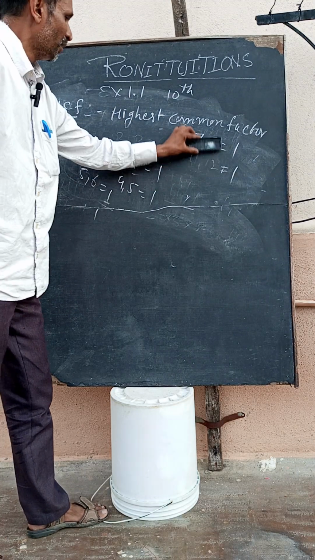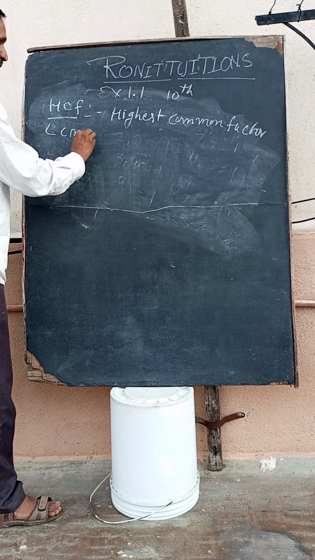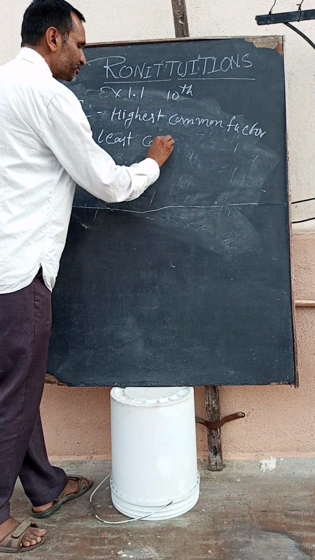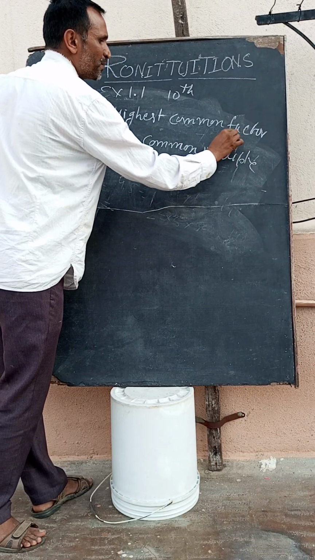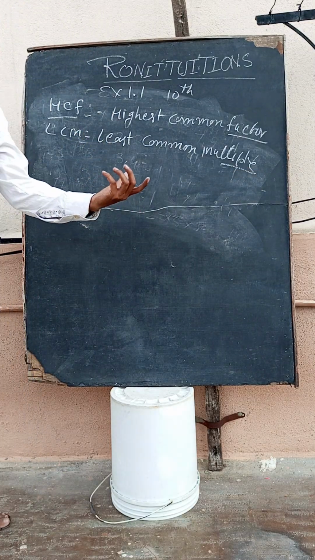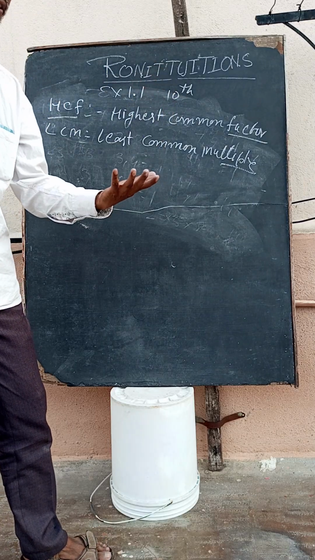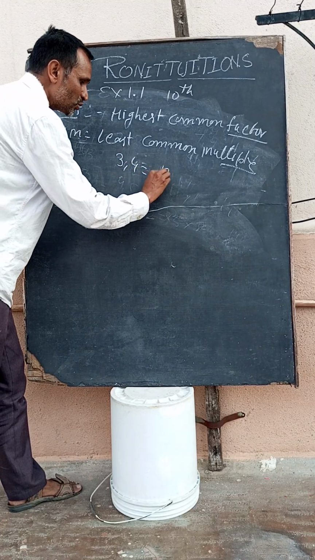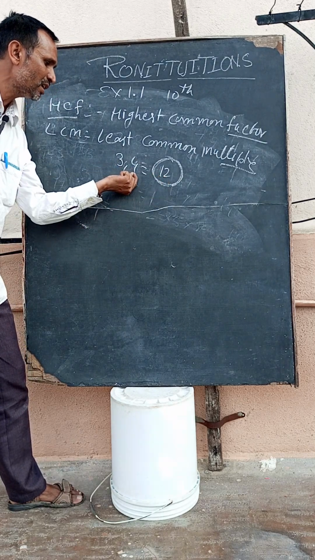That is the HCF. Now the next one, LCM. LCM's full form is least common multiple. Least means smallest. Here the word is multiple, not factor. Multiple means a number that is divisible by the given numbers. Suppose I take 3 and 4. The LCM is 12, meaning this 12 is divisible by 3 and also by 4.